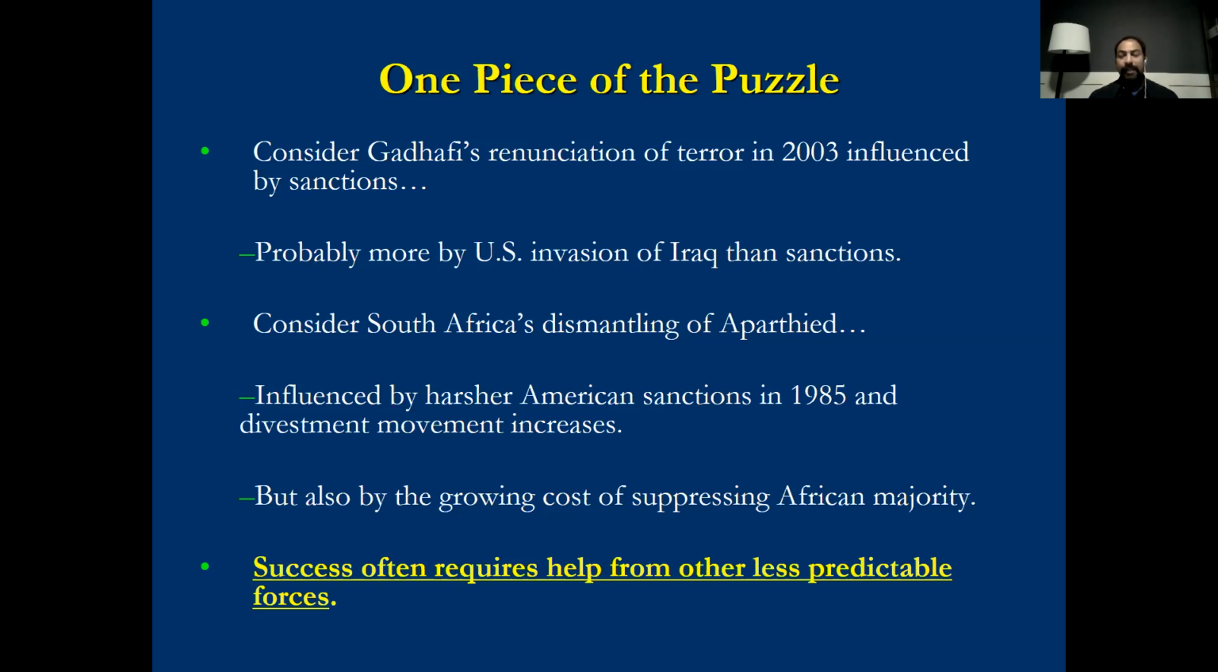So, as I mentioned, sanctions can succeed, but they're typically aided by some other factor. Sanctions have some effect, but their effectiveness isn't necessarily due to sanctions alone. They're typically affected by other events happening around them, like the invasion of Iraq and the end of the Cold War. So success often requires help from less predictable forces.